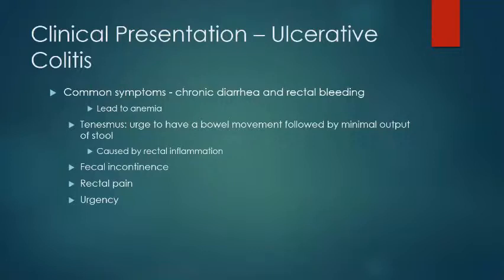The other things to think about when a patient presents is if they're going to the bathroom, they feel like they need to go, but they can't go. They call it constipation, but they're feeling this urge, and then they try to sit down and they don't go. That's tenesmus. And that's caused by rectal inflammation leading to cramping of the muscles and the feeling like you need to go. And that's why they don't have any stool in the rectal vault, but they still feel like they need to go. Fecal incontinence, rectal pain, and urgency are all common symptoms of UC.